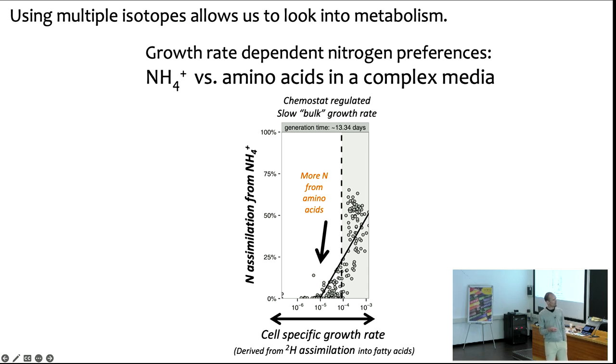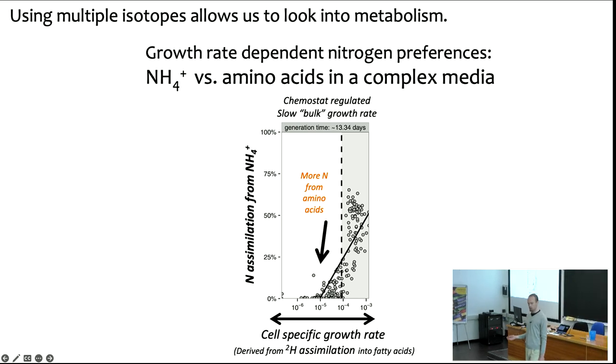Here's a plot where we think we know the cell-specific growth rate for every individual cell based off of deuterium incorporation. And so we know how much nitrogen should be incorporated into the cells to achieve this division. But on the left side of this plot, we see a bunch of cells that haven't incorporated any label from ammonium. So we think that these cells on the left that are growing really slow are taking nitrogen from amino acids in this complex media.